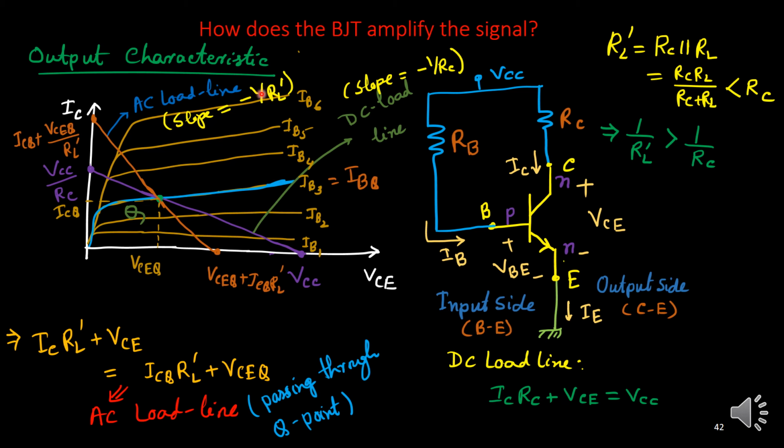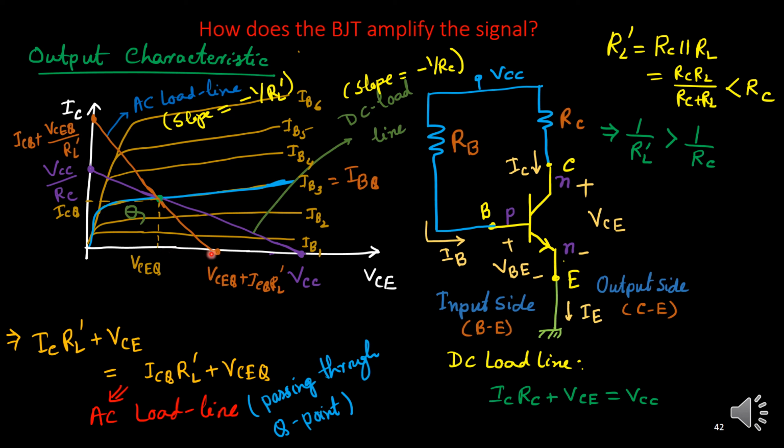Negative means decreasing. Its meaning is that the AC load line's slope is sharp, it is decreasing rapidly compared to the DC load line. Because its magnitude is high and it is negative, its slope is highly negative. And you can note this point, when IC equals 0, VCE will be ICQ RL prime plus VCEQ. So this is your VCEQ and this gap is ICQ into RL prime.